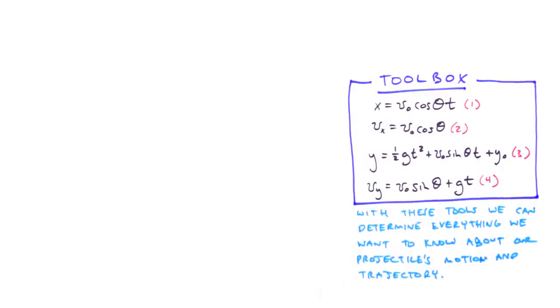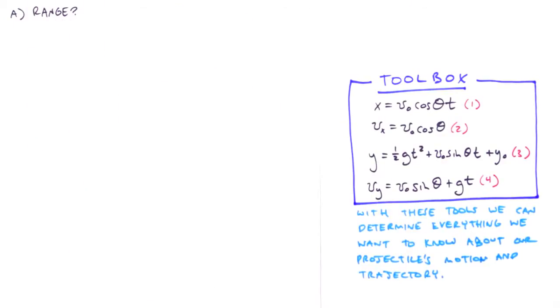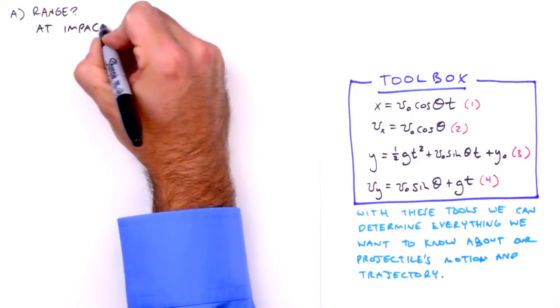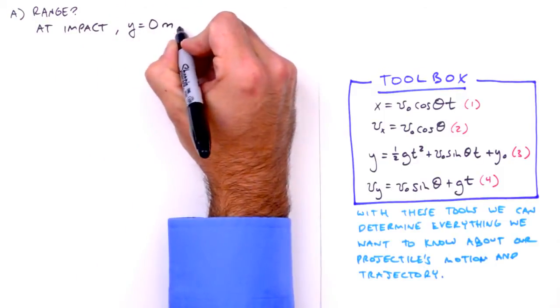First up, determining the projectile's horizontal displacement upon impact, i.e. its range. Where do we start? Well, equation 1 would give us the horizontal displacement, but we don't have t, the time of impact. To get t, we're going to need to use equation 3 along with a key implication. At the moment of impact, the projectile's vertical displacement is 0.